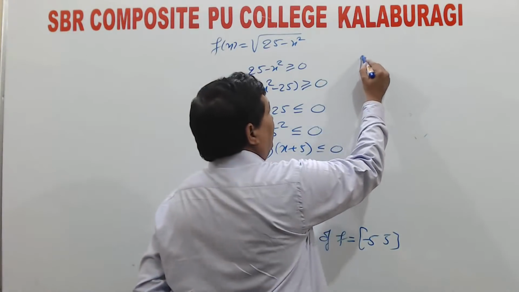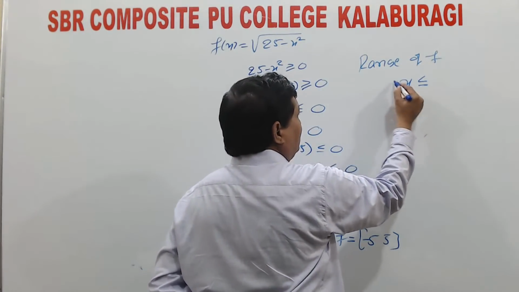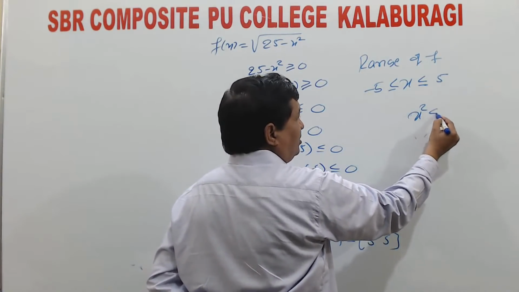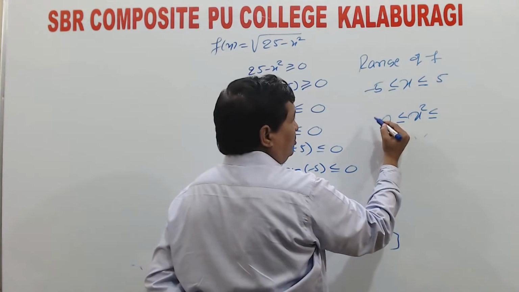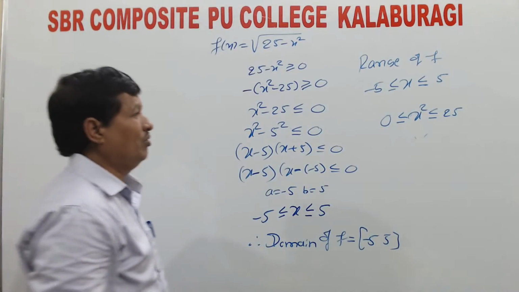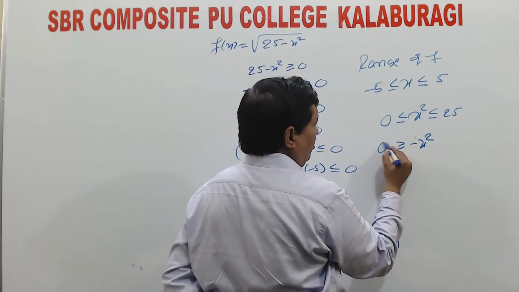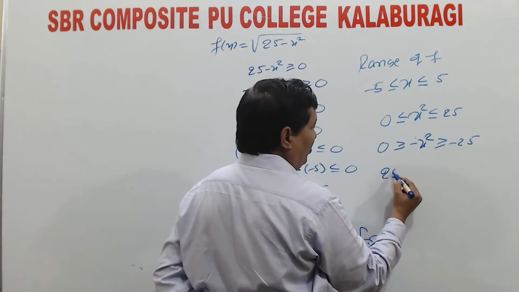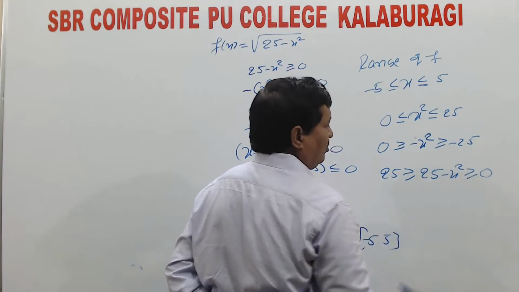Okay. Range of f. Next, range of f. Again, take x lying between minus 5 to plus 5. Square it. x square is lying between, squaring it, all positive and negative becomes positive only. Okay. 0 to 25. Positive numbers only will come. Okay. Now, minus x square, minus 25, adding 25 for all, 25 minus x square, adding 25 it will become 0.